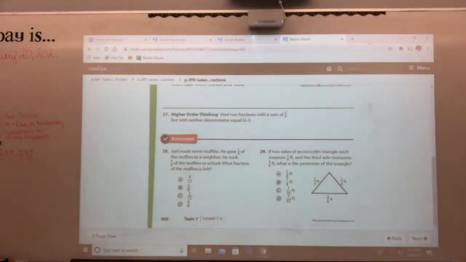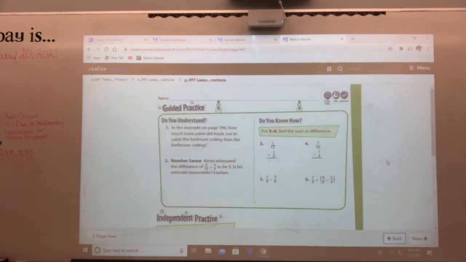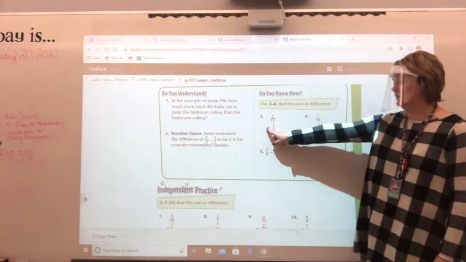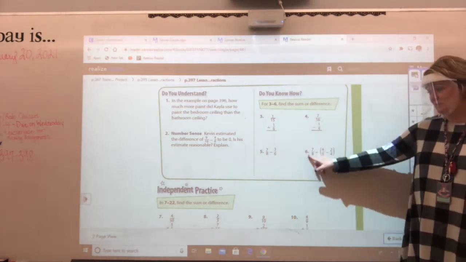Adding and subtracting fractions today. So you better pay attention to the sign. Don't just assume it's all adding. Look, here's the adding one. Here's a subtracting one. Ooh, they're adding some stuff to it.